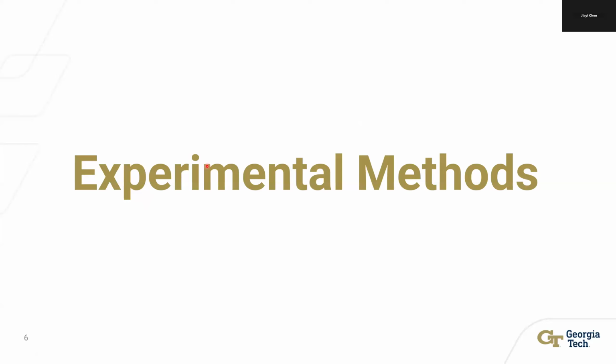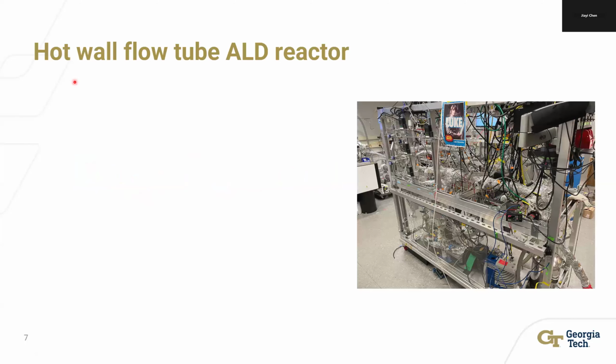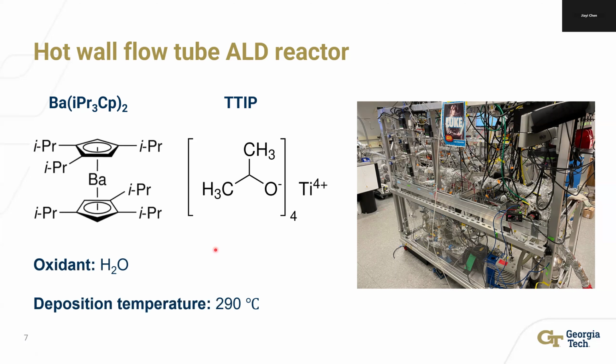Let me transition now to our experimental method. Our deposition environment is a home-built hot wall flow tube ALD reactor. The deposition chamber is a long tube, and the door is on the right side, and the precursors flow from the left side to the door side on the right. The precursors that we are using are barium isopropyl cyclopentadienyl and titanium isopropoxide. Here are the chemical structures, and we are using water as the oxidant, and the deposition temperature is selected to be 290 degrees C.